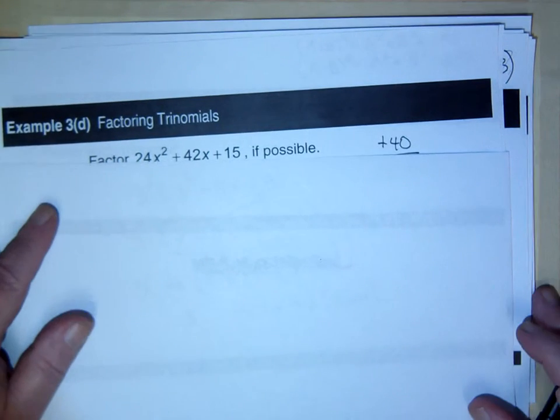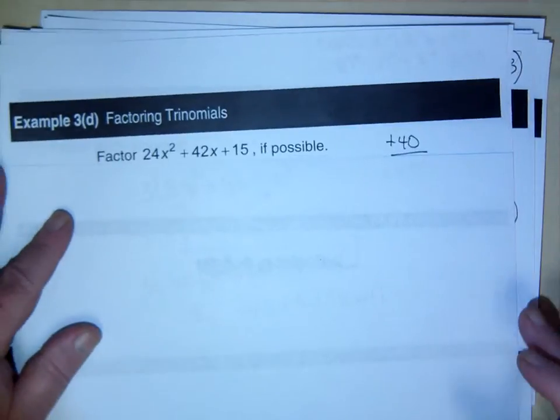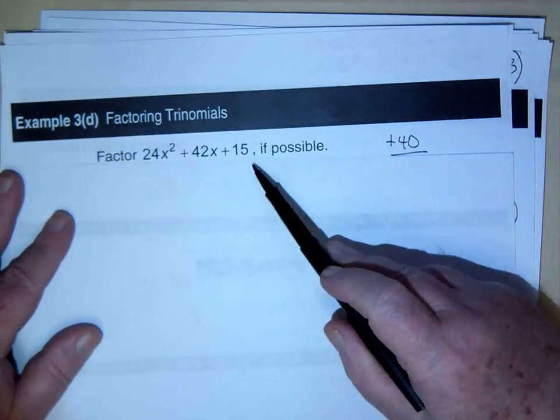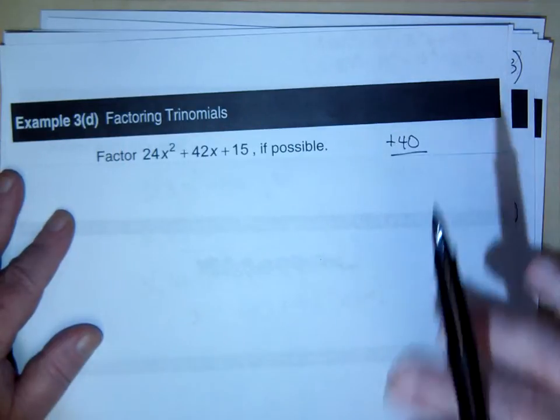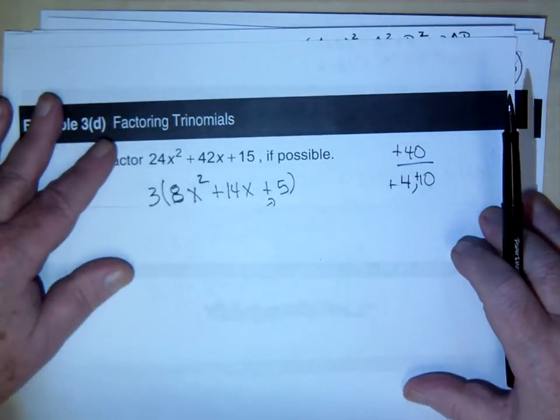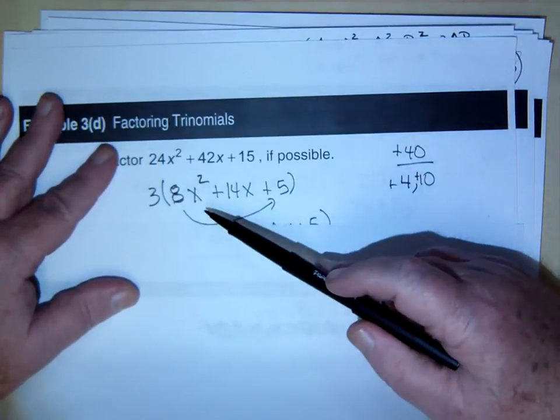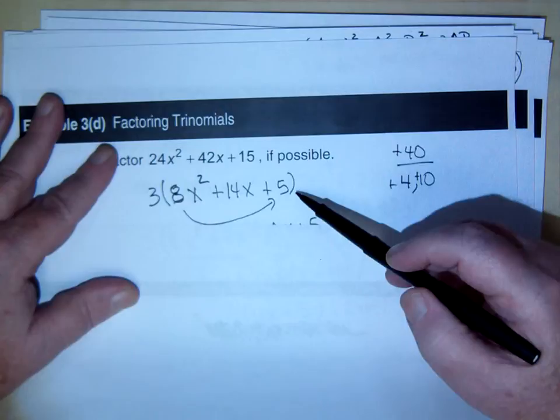Sometimes you have to do, or it's simplified anyway. If you factor out the greatest common factor to start with, if I look at this, I can see that there's a 3 in all of these terms. So if I factor that out, I have this expression, 3 times 8x squared plus 14x plus 5.